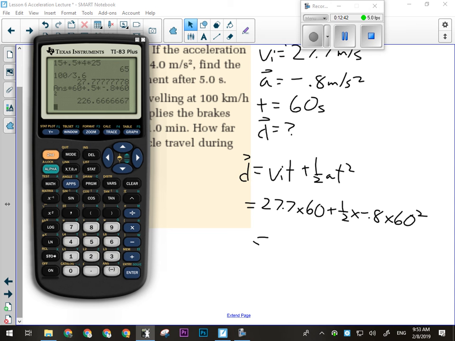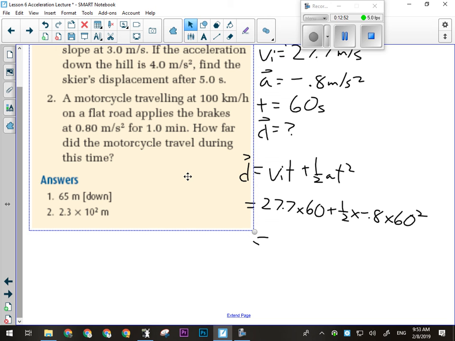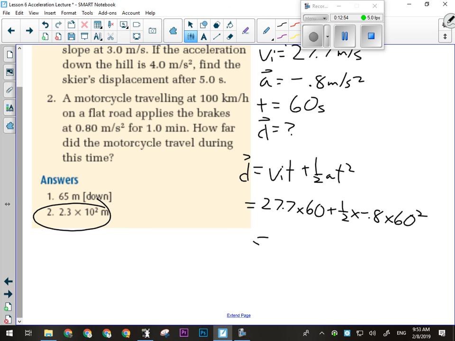All right, so we only have 2 significant figures here. So we are looking at 2.3 times 10 to the 2 meters forwards, which is what they got as well. And that's something else to check here, guys. Obviously, this number only has 2 significant figures. This number also only has 2 significant figures.